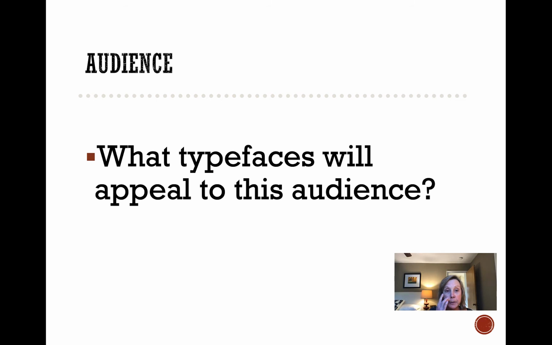So what you're asking yourself is, what typefaces will appeal to this audience? How do you do that? Well, you look at the typefaces you have, and you can find them on your computer for the most part, but you can also download fonts. You look at the typefaces you have and you say to yourself, which of these typefaces looks like my audience?